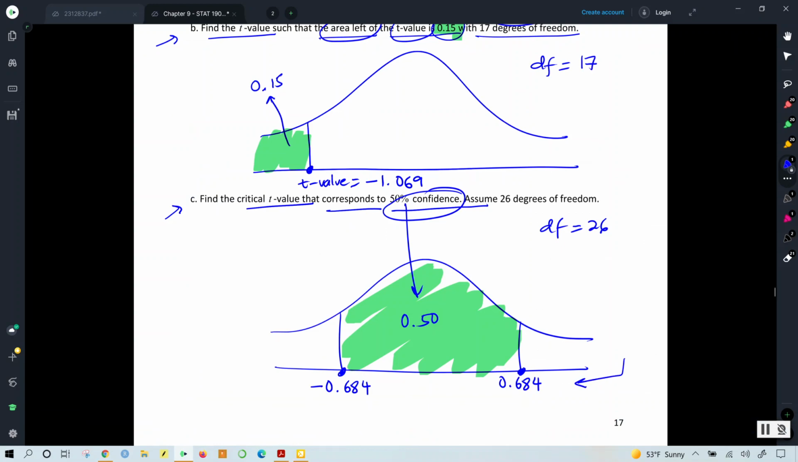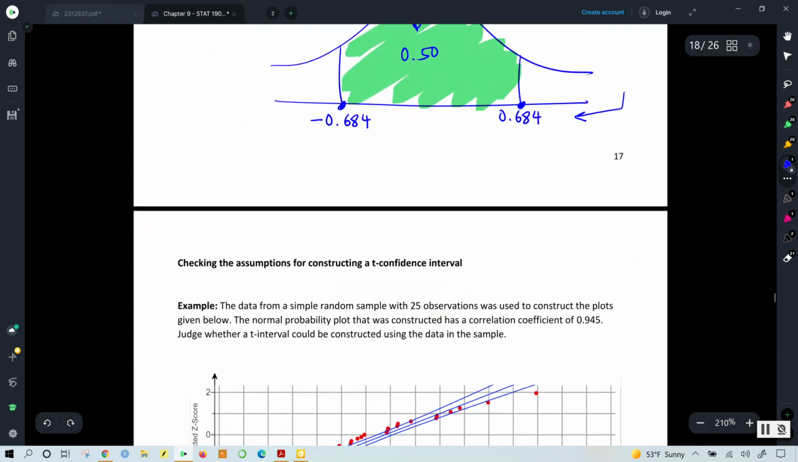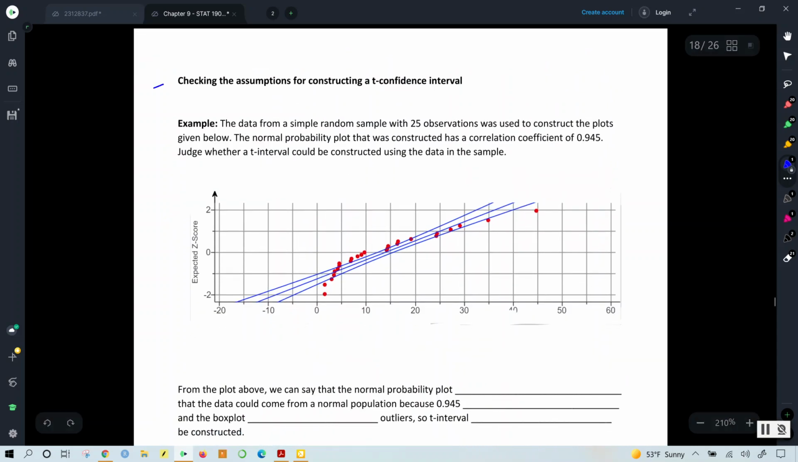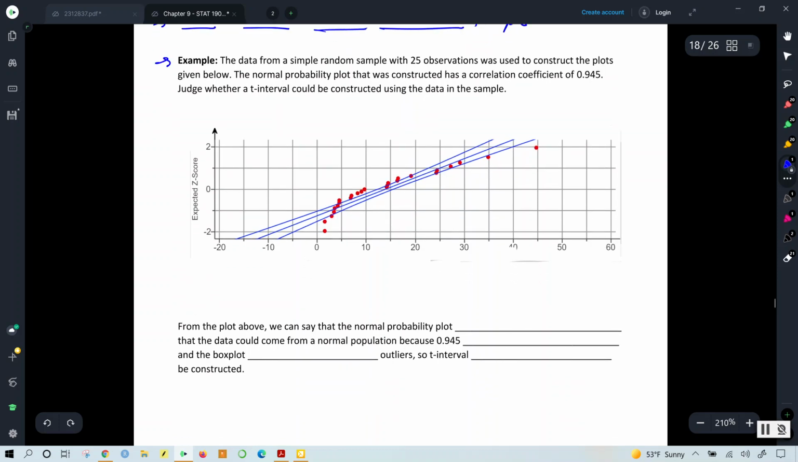Take note, we're going to need this when we're computing confidence intervals, and that is why we've spent time on it. So with that said, we proceed to the next example, and that has to do with checking the assumptions for constructing a T confidence interval for the population mean. And in this example, we are told that the data from a simple random sample with 25 observations, n equals 25, was used to construct the plots given below.